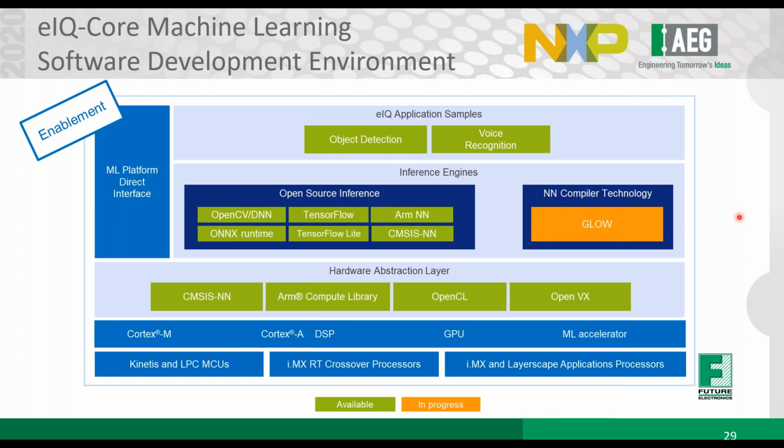And then you have the inferencing engines that are available, and we support open source inferencing, common frameworks that are out there. So OpenCV, ONNX Runtime, those kinds of things are available. And Glow, as I mentioned, as a neural network compiler technology. This is the preferred compiler for the PyTorch community. So if you're using that as a development environment, this is by default their preferred compiler.